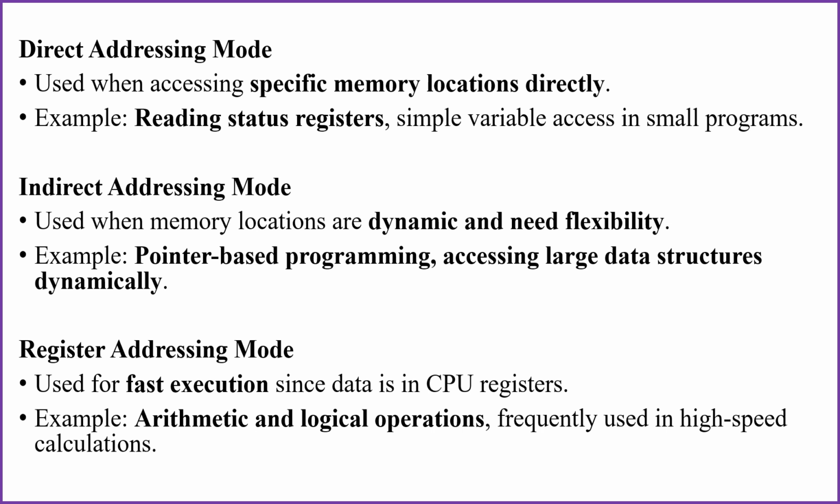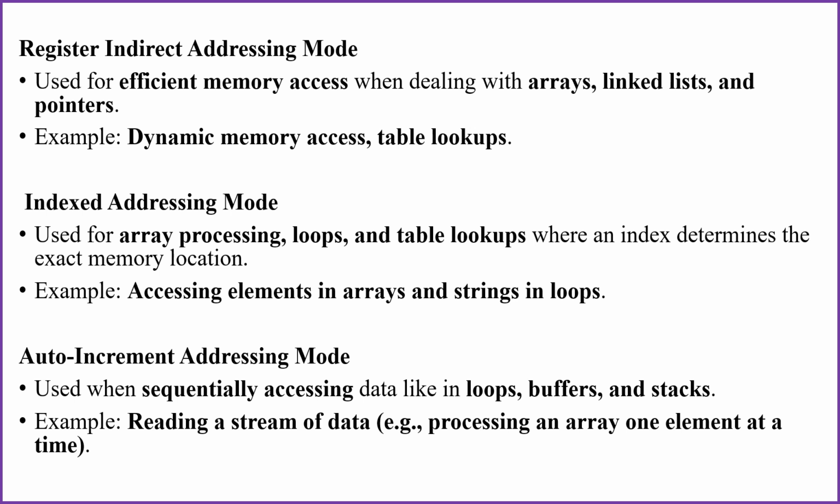And the indirect addressing mode is used when the memory locations are dynamic and they need flexibility. For example, pointer-based programming and accessing larger data structures dynamically. Then, register addressing mode is used for faster execution since the data is in the CPU registers, for example, arithmetic and logical operations. Register indirect addressing mode is used for efficient memory access when dealing with arrays, linked lists, and pointers, for example, dynamic memory access and table lookups.